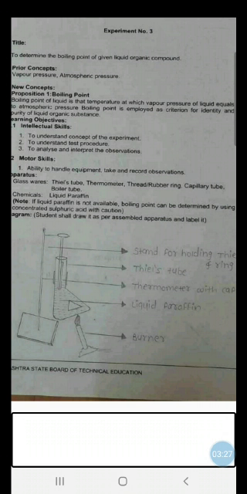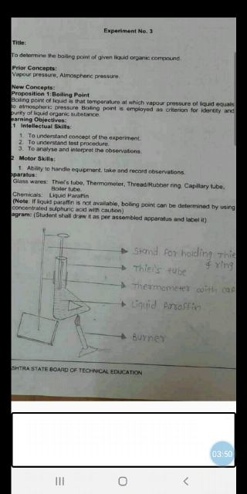Then again you all know that Thiel's tube is a glass tube which is bent at one particular bend from one side. A particular shape is given to it so that the liquid paraffin can circulate inside and proper heat can be distributed throughout the liquid paraffin.